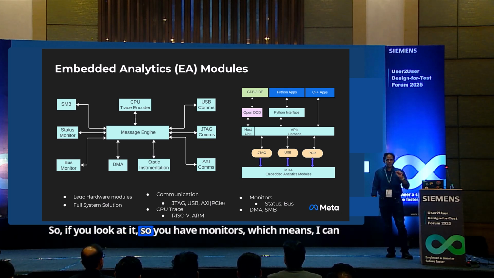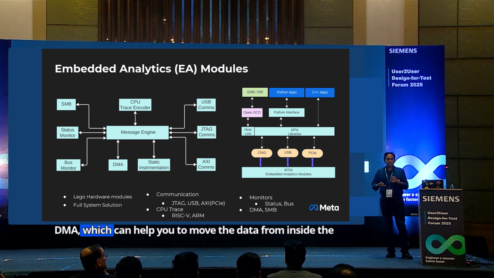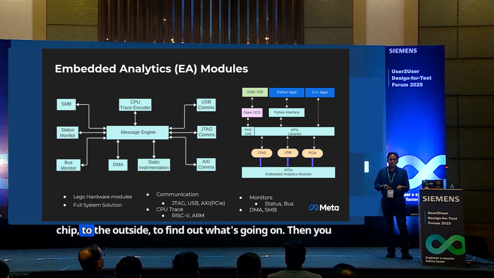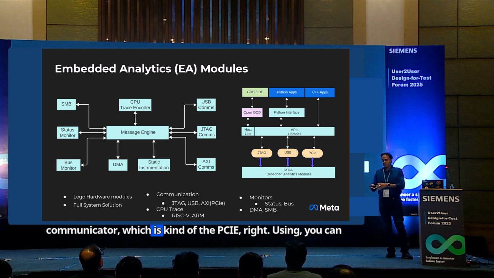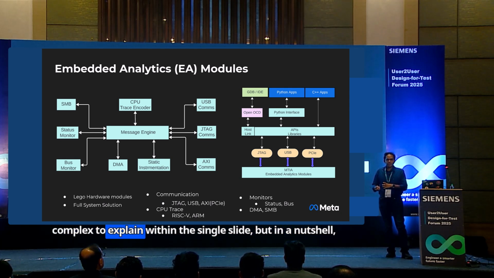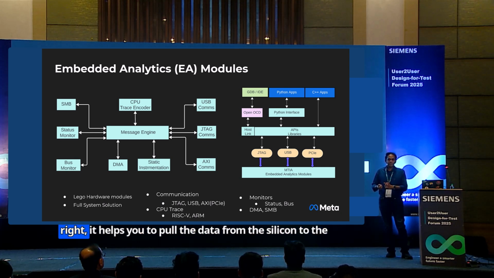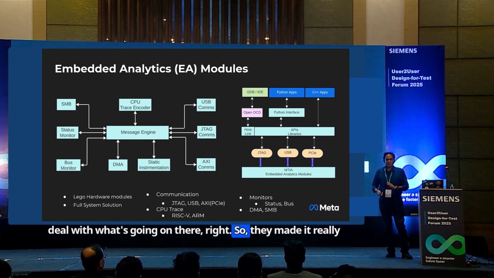So if you look at it, they have monitors, which means I can monitor any internal buses of this chip. And you also have a DMA, which can help you move the data from inside the chip to the outside to find out what's going on. And then you have the communication devices, which are USB, JTAG, and ASIC communicator, which is kind of the PCI way. You can pull the data out. On the software side, it's a bit complex to explain within a single slide, but in a nutshell, it helps you pull the data from the silicon to the outside world. And as hardware engineers, we don't have to deal with what's going on there. So they made it really simple.